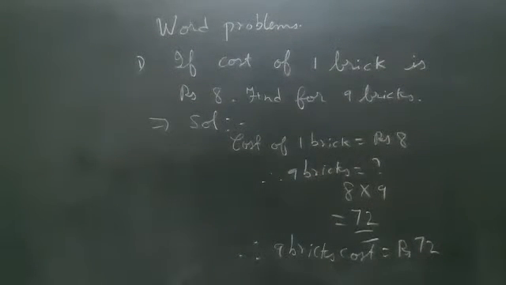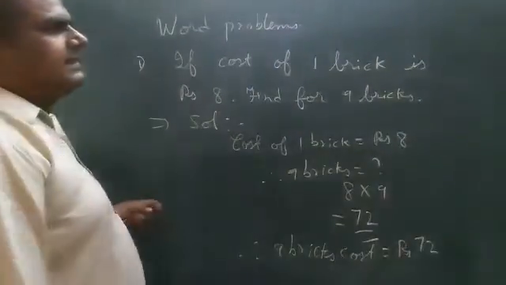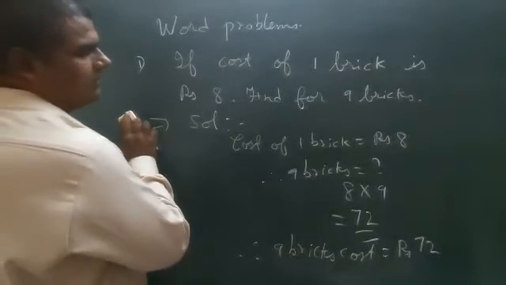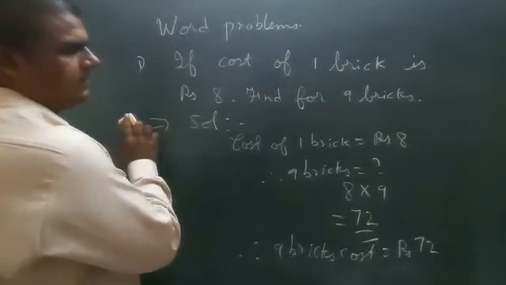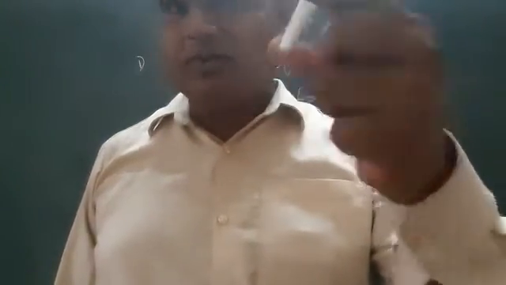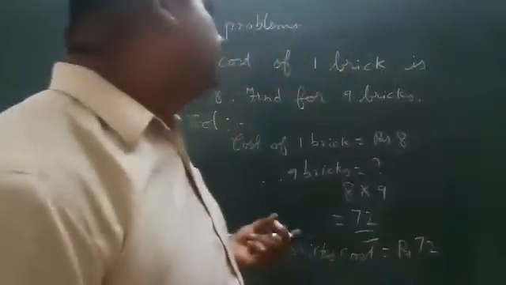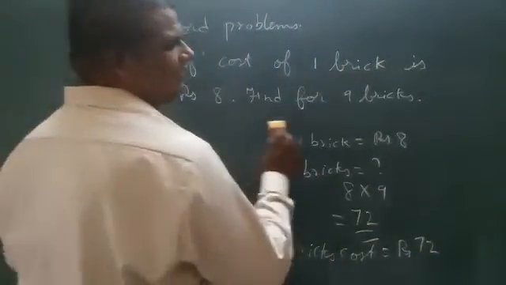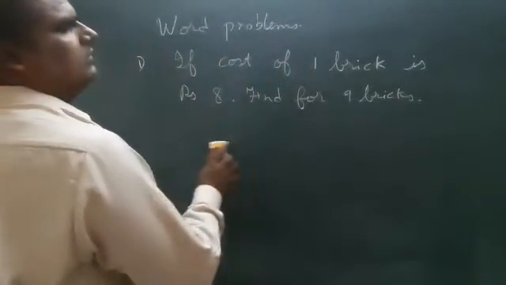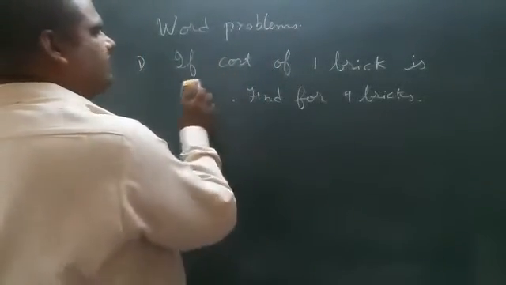Now I will change the sum. I hope you are getting this concept. कोई भी एक चीज़ का दाम मालूम है आपको ढूंढना है, बहुत सारे तो मल्टीप्लिकेशन है. If you know the cost of one chalk, find for 10 chalks, you have to do multiplication. Now we change this question.